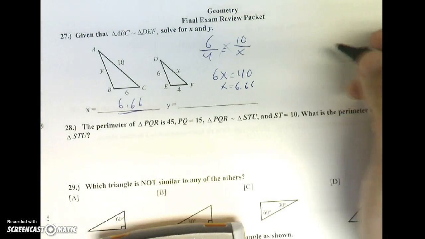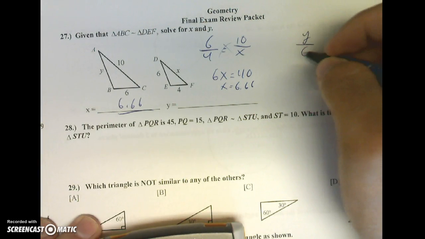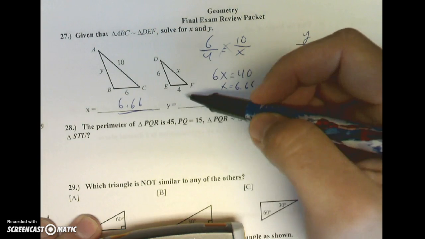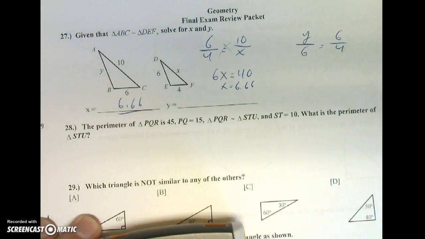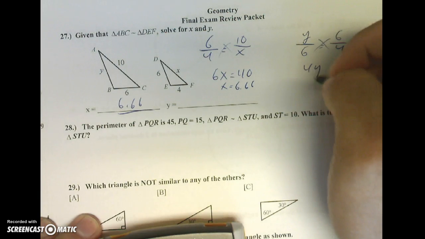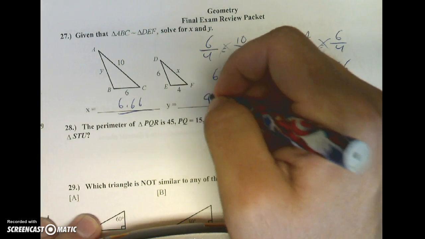Okay, good. And then for my y, I'm looking at y over 6 equals 6 over 4. You always want to use your constant here, like the 6 over 4, like there's no decimals, so I stick to whole numbers as opposed to decimals. 4y equals 36, y equals 9.